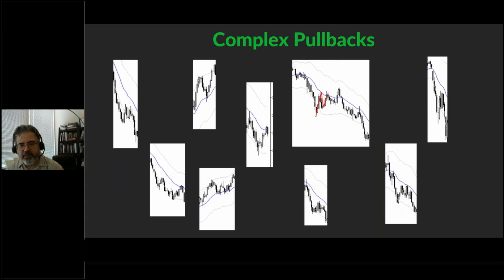Look at this one, multiple legs, right? So it's a pullback that has a little bit more chop to it. Look here. You see this single bar in the middle, which shows us that we had a leg down, a little bit of stabilization, and then another leg down. And in this case, the second leg down is just a single bar. Look here, same thing, right? It's a complex pullback if you go down to a lower time frame. This is not quite as clear, but you can see some structure here. Complex pullback here.